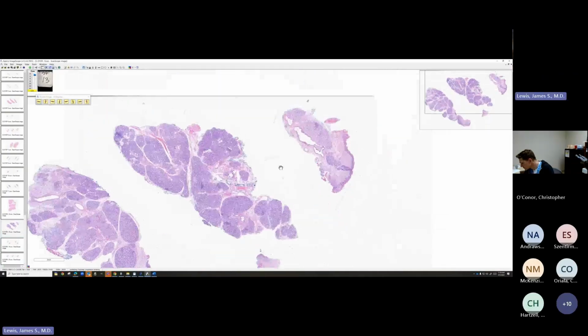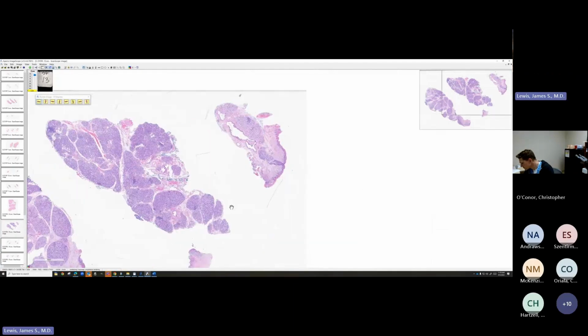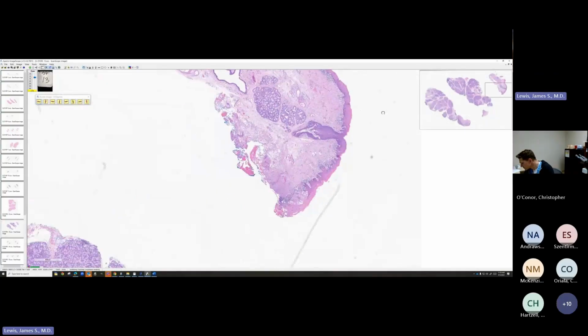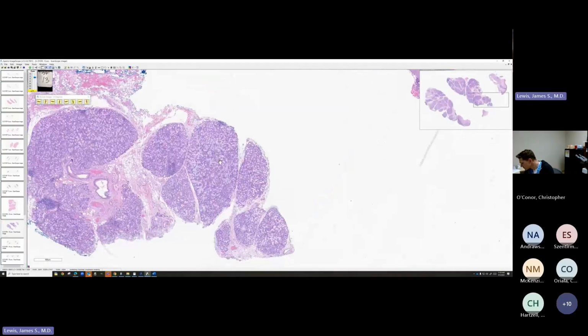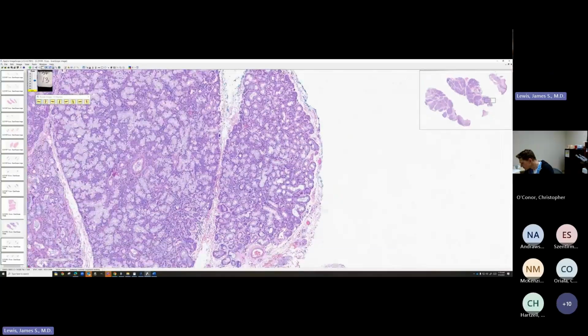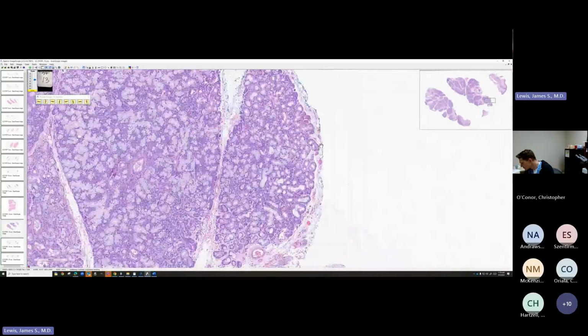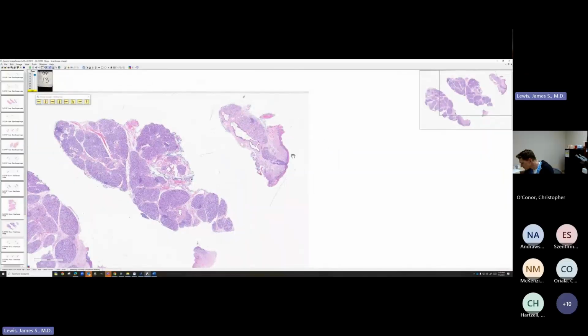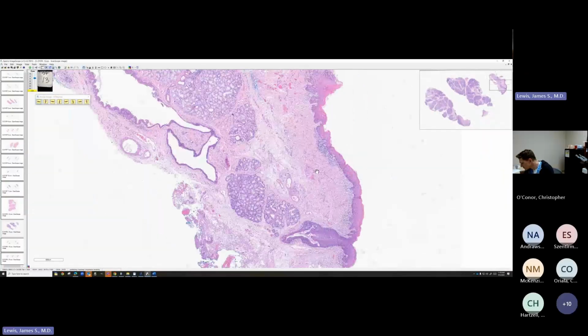Anybody know where we're coming from here anatomically? It's oral cavity again. Anyways, that's the sublingual gland. Okay, it's all mucus cells. So this patient had floor of mouth dysplasia and had a surgical resection.